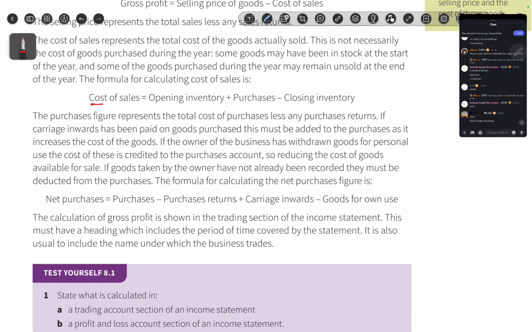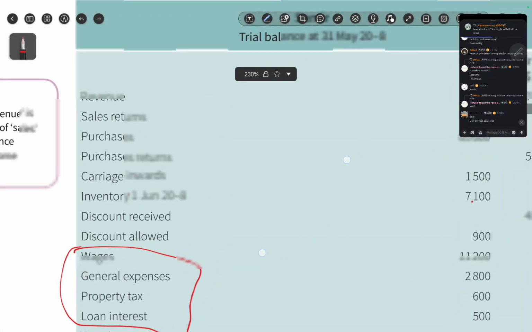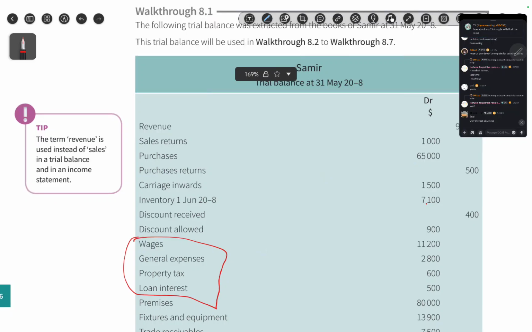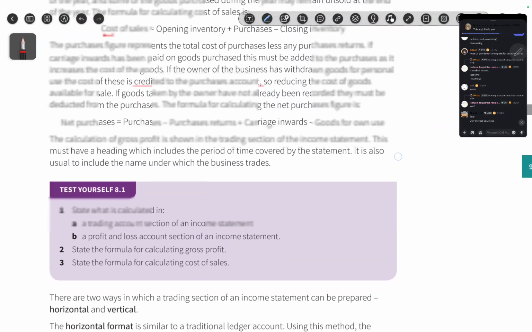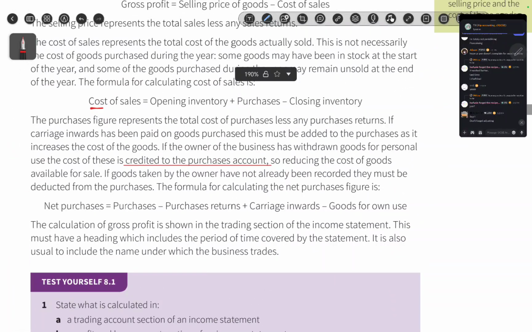The purchase represents total purchase minus any purchase returns. If carriage inwards has been paid, this must be added to the purchases as it increases the cost of the goods. If the owner has withdrawn goods for personal use, this is credited to the purchase account. Why is it credited to the purchase account? We saw in a trial balance that purchase normally has a debit balance. So crediting the purchase account means you're reducing the total purchases, okay? And that's why we credit the purchase account here, reducing the cost of goods available for sale.